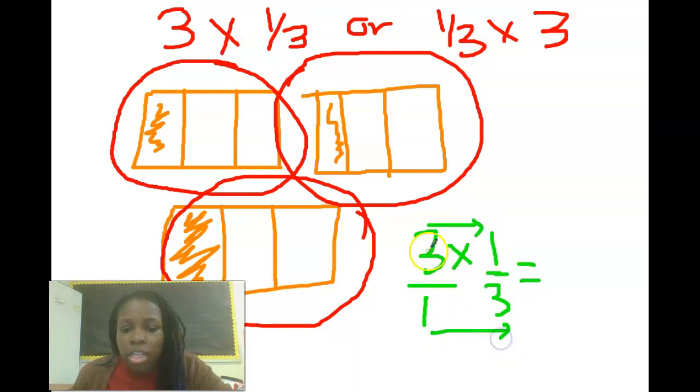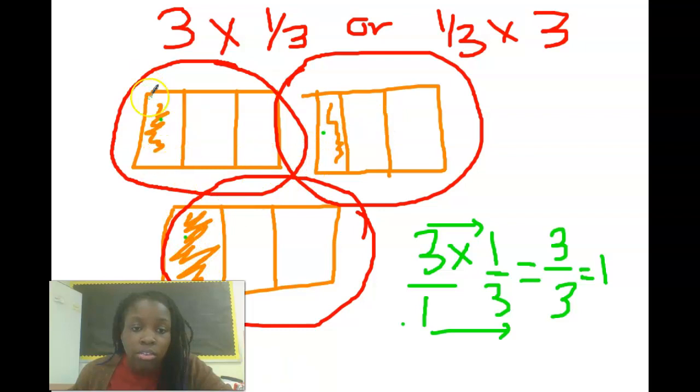Multiply horizontally. So 3 times 1 is 3. 1 times 3 is 3. So 3/3 equals 1 whole. Let's see if that's true. Oh, well, 1, 2, 3, 3/3. It is true. So it's the same exact thing.